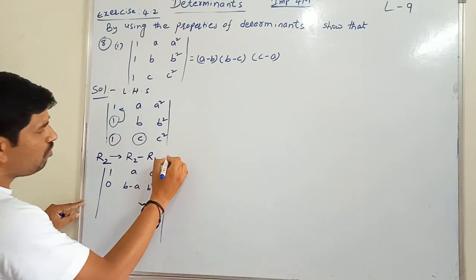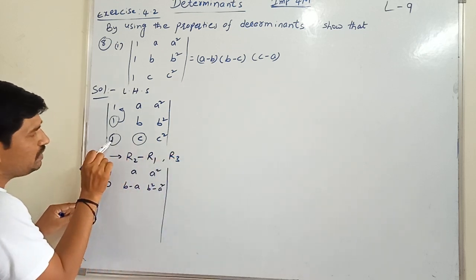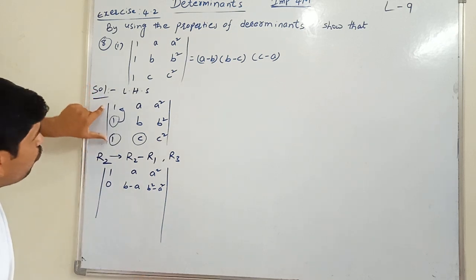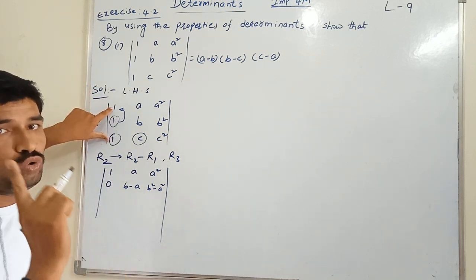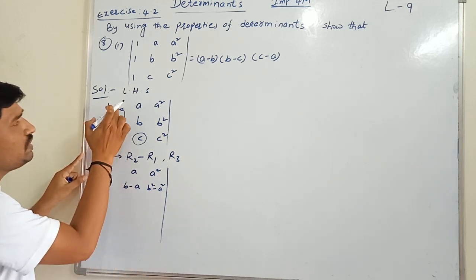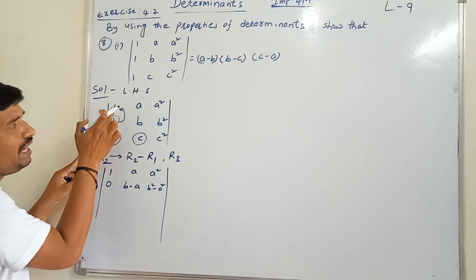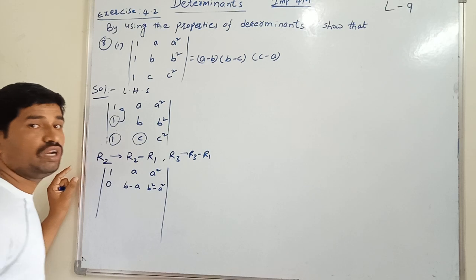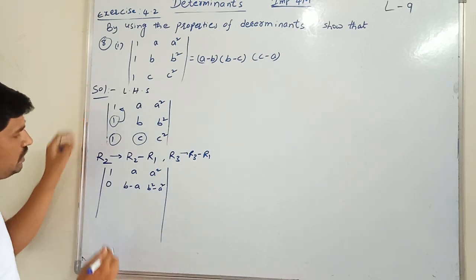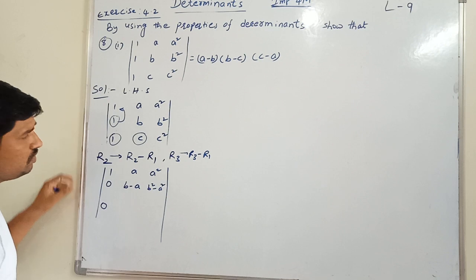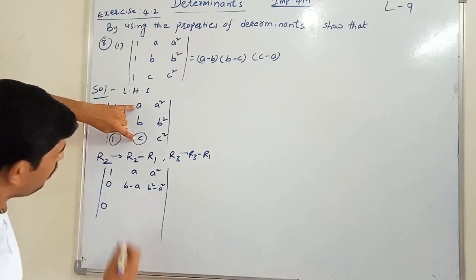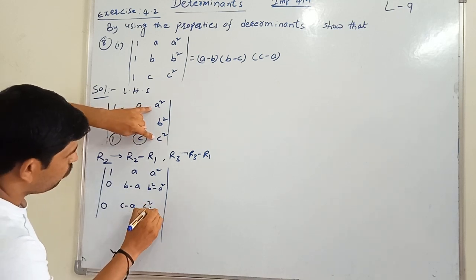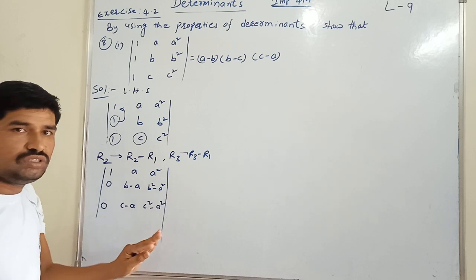One more operation we can use to make this place 0. Again we use the first row only. So 1 minus 1 is going to be 0. This is R3 and this is R1, so we write R3 minus R1. Remember this. So 1 minus 1 is again 0, then c minus a, and c square minus a square. That means third minus first row. Up to here, do all of you understand?